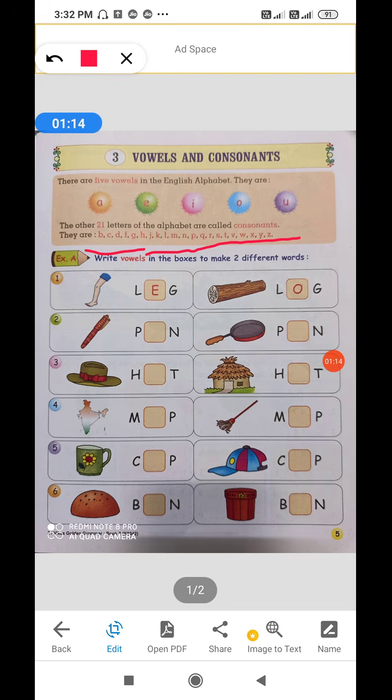What are the vowels? A, E, I, O, U. There are 26 alphabets, right? 26 letters. Out of 26, 5 letters are vowels. That is A, E, I, O, U. And the other 21 letters are consonants.